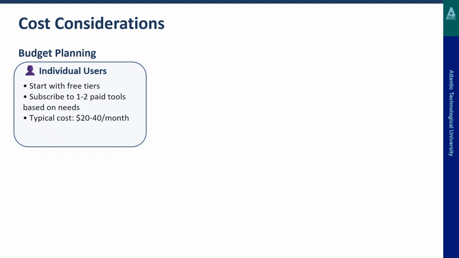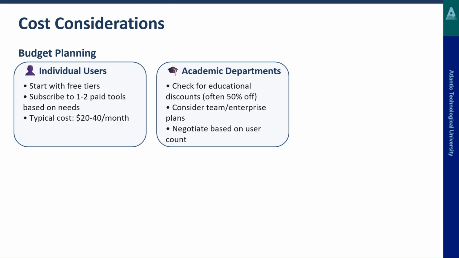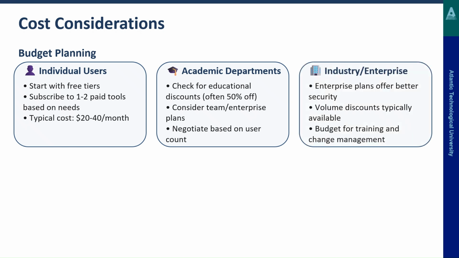Of course, when we're looking at all of these tools, cost is a big thing that we need to consider. If you're just an individual user, I would say start with the free tiers. And then, if you want to go to the pro versions of these tools, typically it's not going to be any more than about $40 per month. If you're in an academic department or something like that, check for discounts, obviously, and consider the enterprise plans that you're already a part of. In industry, similarly, you would want to check your enterprise plans and see what volume of users you have and what kind of discounts you can typically get for the number of users, and then try and budget for training and change management.